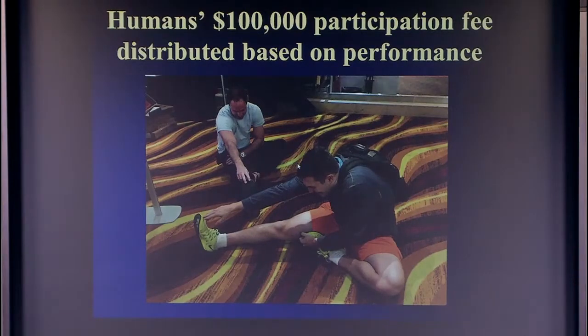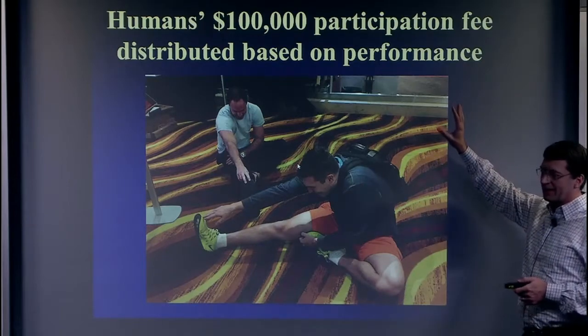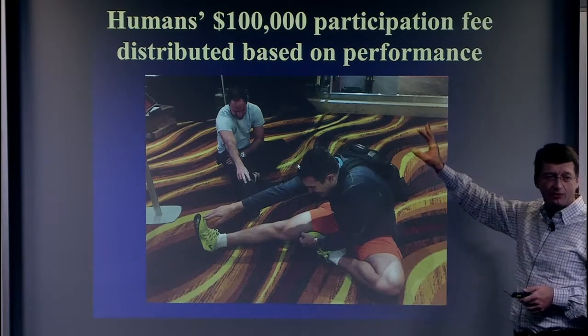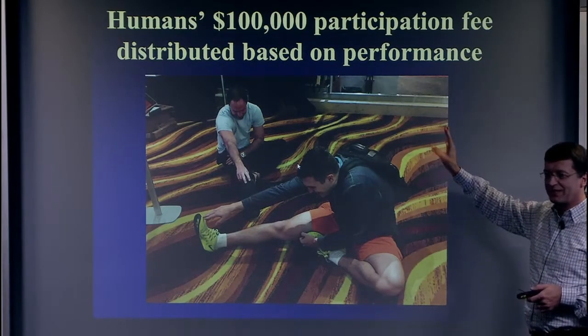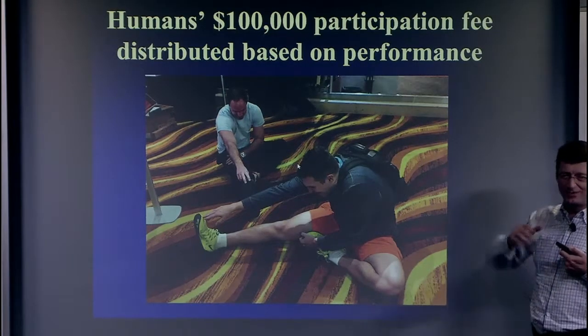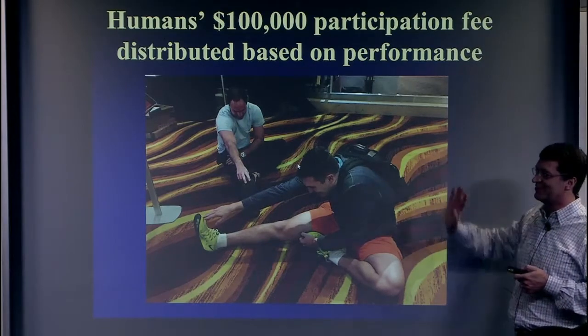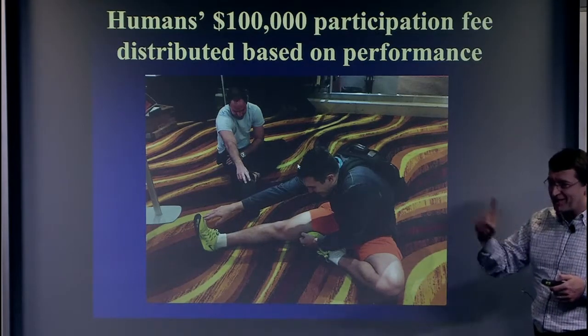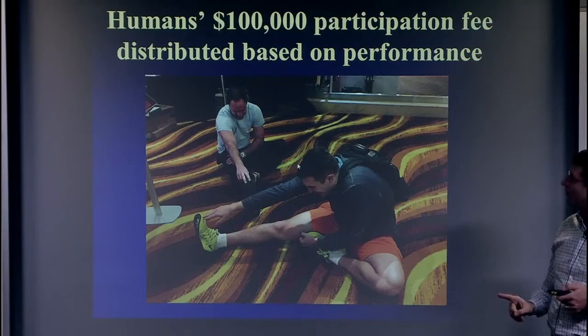The humans took it very seriously. They had $100,000 that they were splitting as participation fees based on how they did relative to each other. The Pennsylvania Gaming Board didn't allow us to gamble, so we could never win anything, even if we had beaten them by a lot. So all of the money went to the humans by definition, but how much each one got depended on performance.